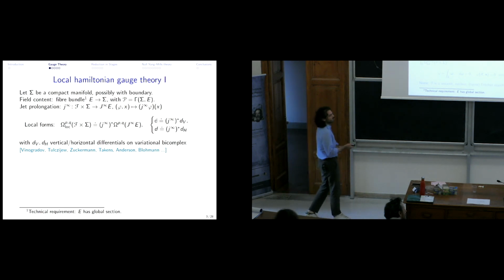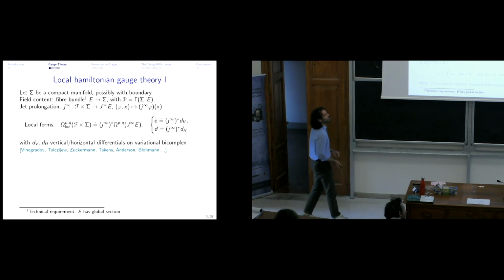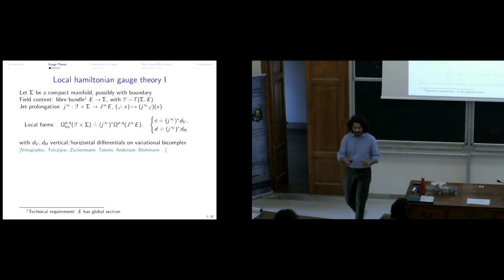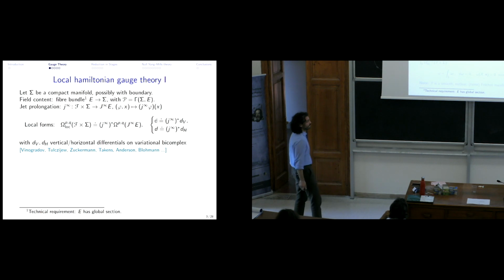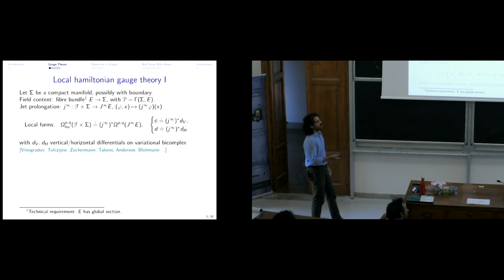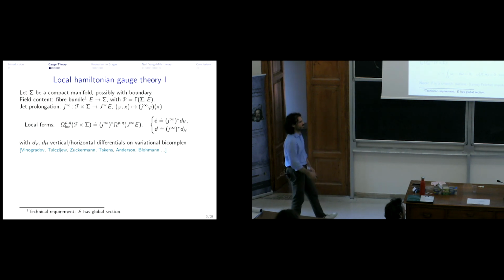This is a way to define what people call local forms, which essentially are just forms and functions of the fields that depend only on the field and a finite number of derivatives. An interesting structure over this space is a bicomplex structure, where I have the vertical or variational de Rham differential over F, the space of fields, and the horizontal de Rham differential over the base.